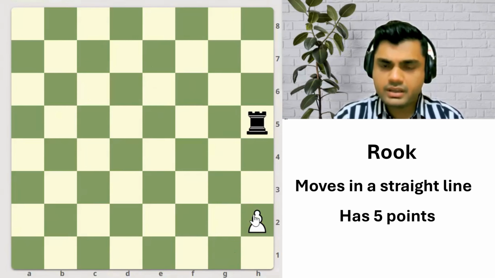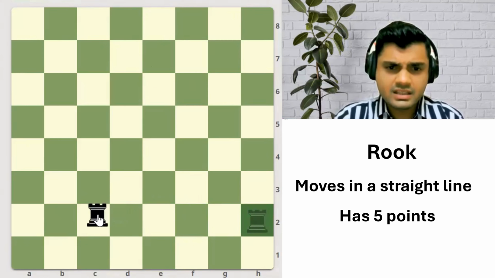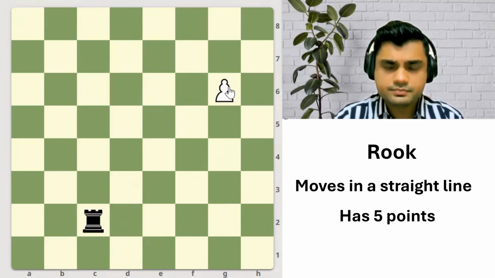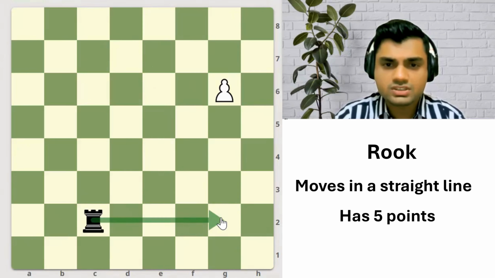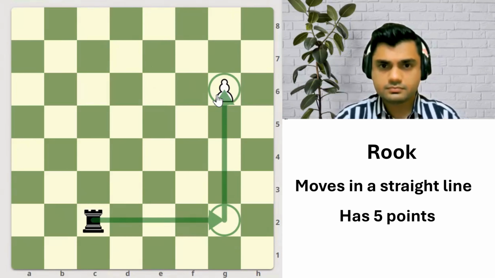If the pawn would have been here, yes, I could have directly captured this pawn in one move. But let us say if the pawn is here, can I capture this pawn in one move? No. Here, I will need 2 moves. First, I will take my rook to the right on the square G2, and then I will capture the pawn.